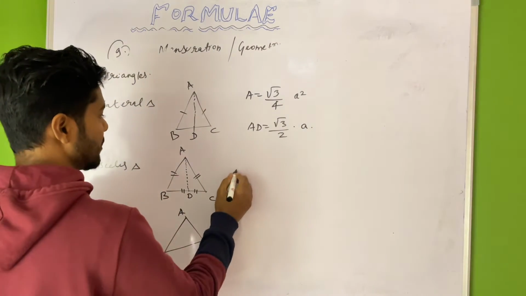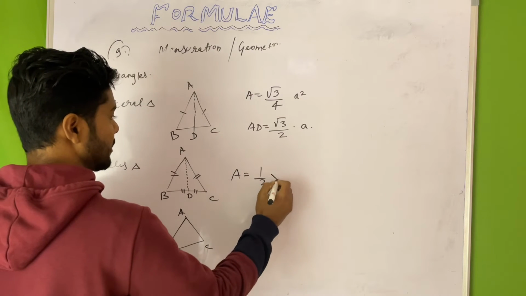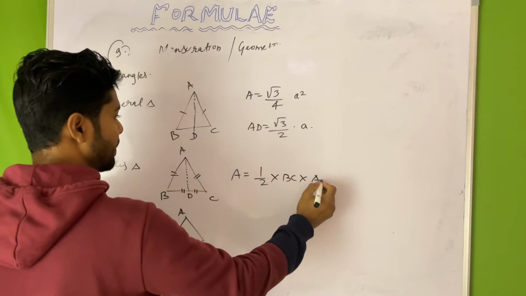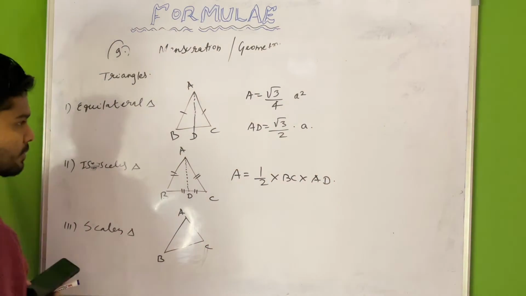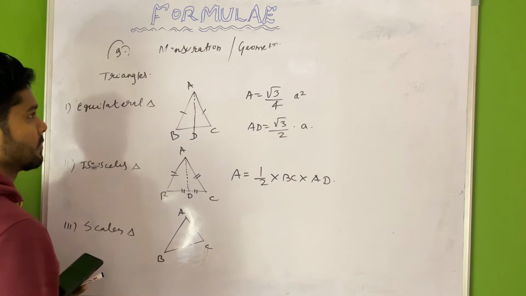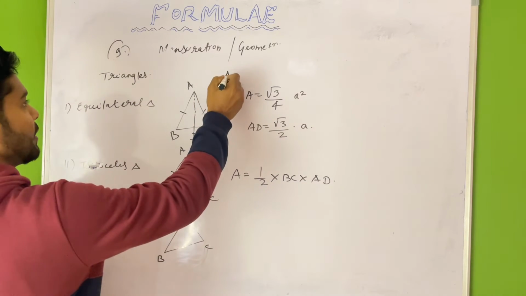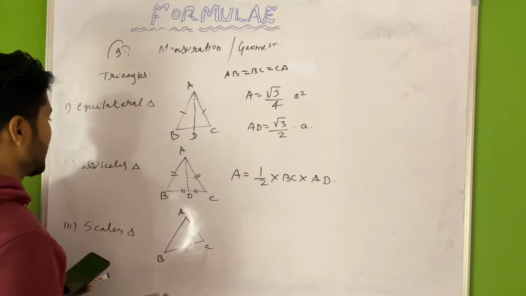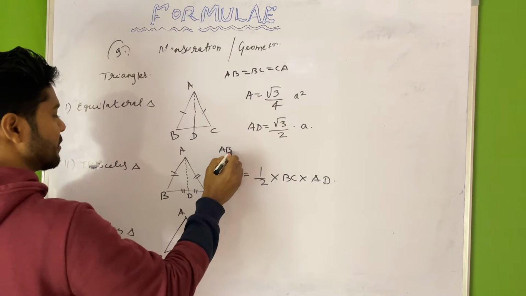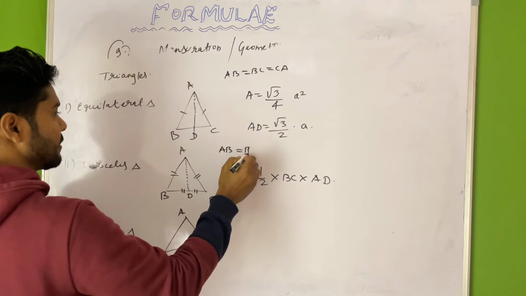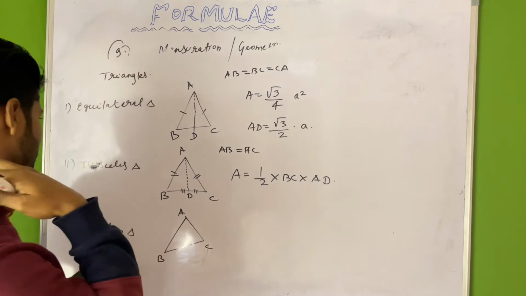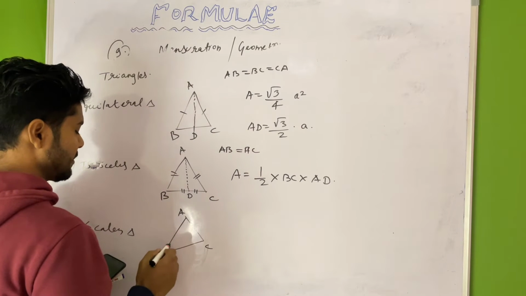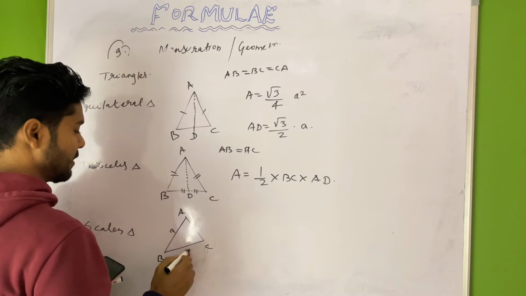Isosceles triangle area will be determined by half into base. Base is our BC into height is our AD. In equilateral triangle we have AB equals BC equals CA. In isosceles triangle we have AB equals AC. And scalene triangle, let us take AB as A, this B and this C.